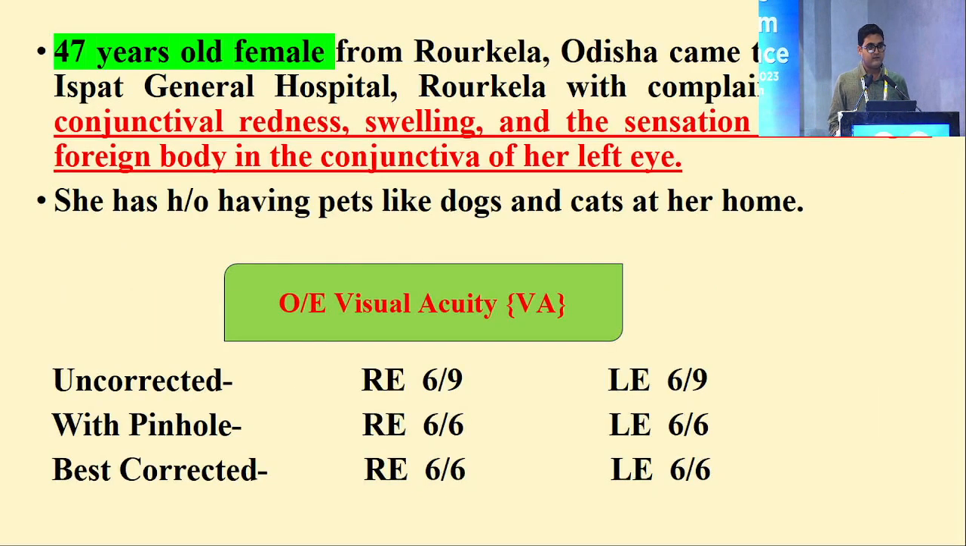Coming to the case of a 47-year-old female from Rourkela, Odisha, who came to the OPD of Ispat General Hospital, Rourkela with complaints of pain, conjunctival redness, swelling and a sensation of having a foreign body in the conjunctiva of her left eye. She has a history of having pets like dogs and cats at her home. On examination, visual acuity was uncorrected 6/9 in both eyes, and with pinhole 6/6 in both eyes.